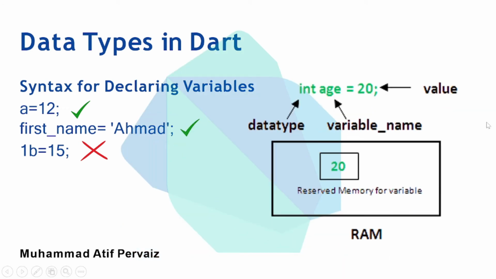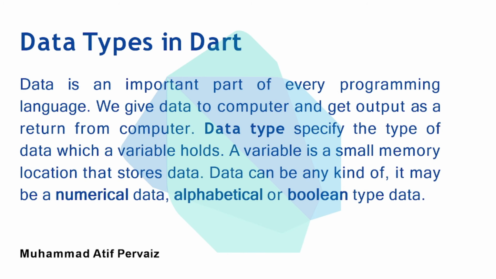So here a variable declaration has three parts. First is the data type, then second the variable name, and the third is the value which the variable holds. When we declare a variable, we have to specify a data type, that is, what the data type of the variable is, and what value we are storing in the variable. So let's discuss data types.